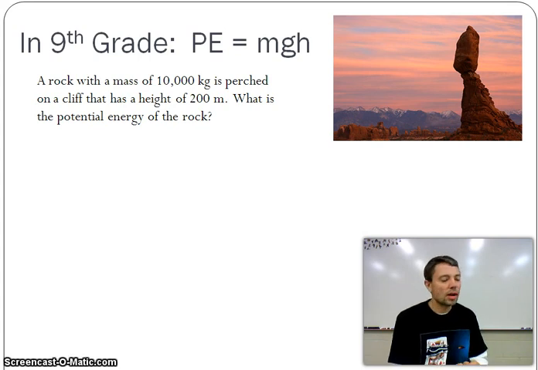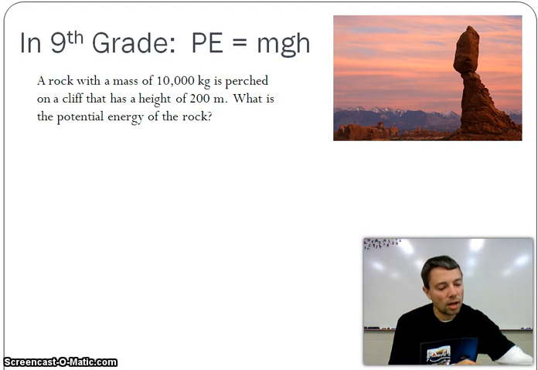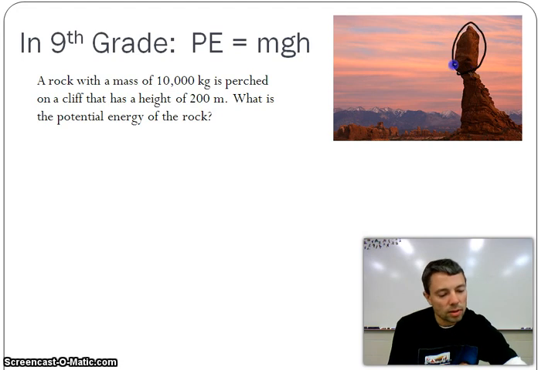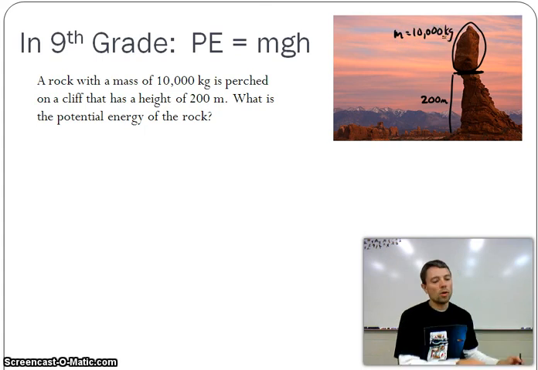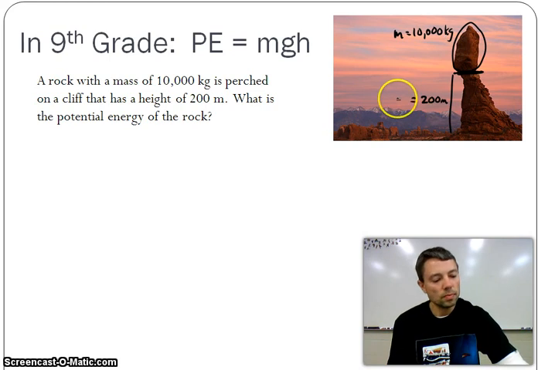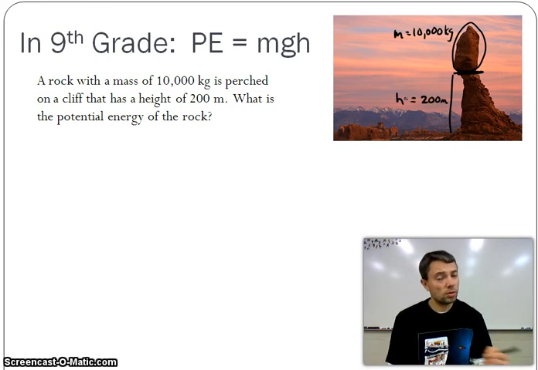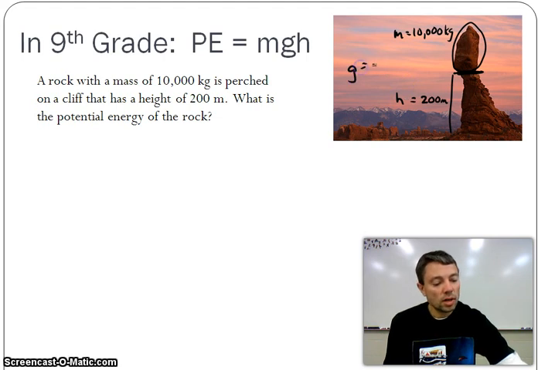It also had a very nice coloring to the sky, so that's why I chose it. Anyways, I'm estimating that the rock has a mass of 10,000 kilograms, and it's perched on a cliff that is a height of 200 meters. So we're now looking for the potential energy of this rock. This is the rock we're talking about, and this is the cliff. So our height is 200 meters, and our mass is 10,000 kilograms. So I know my m, I know my h, and h is nothing more than a distance, by the way, so just keep in mind: distance, displacement, height. We know that g on this planet is 9.8 meters per second squared.